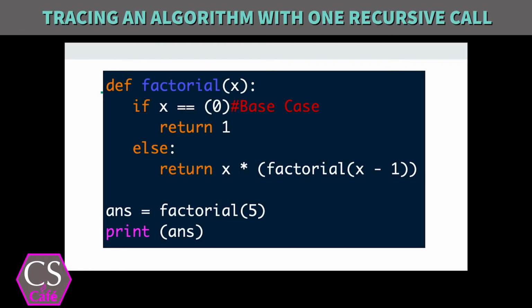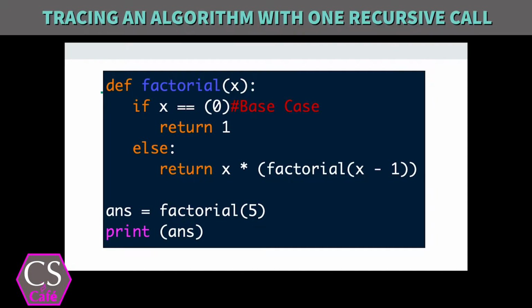Looking at tracing algorithms, we have two sets of code in Python, one with one recursive call and the other with two recursive calls, and we're going to have a look at two different methods of tracing the algorithm. Here we have a recursive function for factorial, and we're passing in the value of factorial 5. We have a single recursive call, as you can see in the return at the bottom there, and we have set the base case to 0.